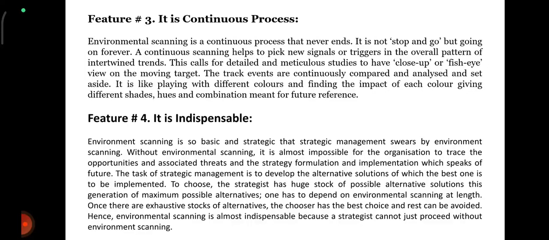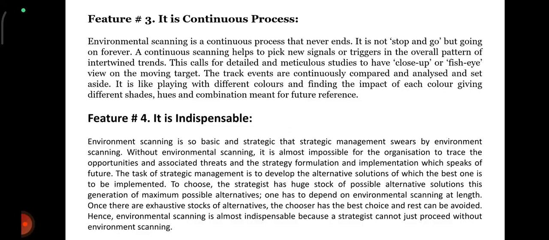It is a continuous process. Environmental scanning is a continuous process. It never ends. It doesn't stop, but goes on forever. Continuous scanning helps to pick up new signals and triggers in the overall pattern of intertwined trends. This calls for detailed and meticulous studies, close up or fisheye. It is a continuous, never-ending process. It gives different shades.